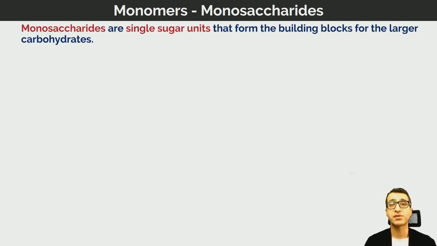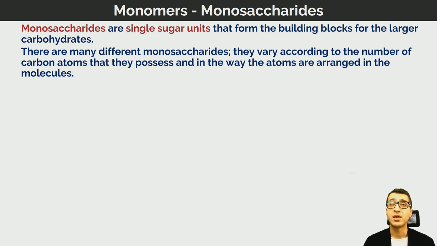So monosaccharides are the single sugar units. They are the monomers that form the building blocks for the larger carbohydrates, such as starch, glycogen, and cellulose, for example. So there are many different monosaccharides, and they vary according to the number of carbon atoms that they possess, and also the way in which those atoms are arranged in their molecules.